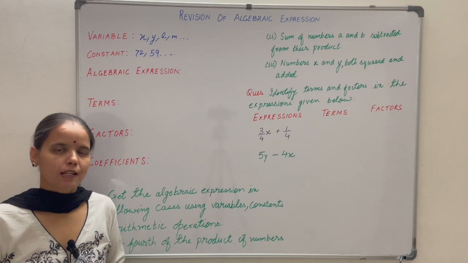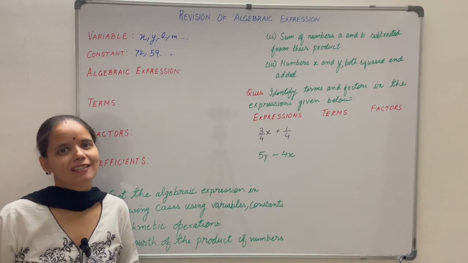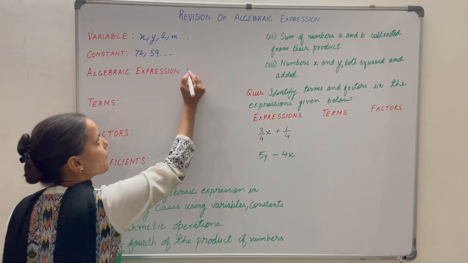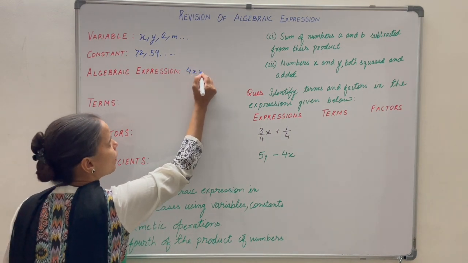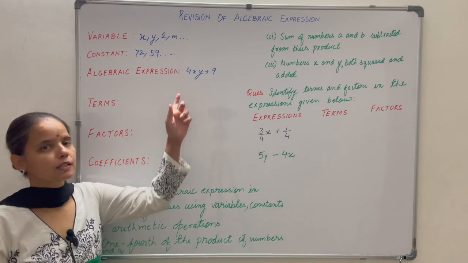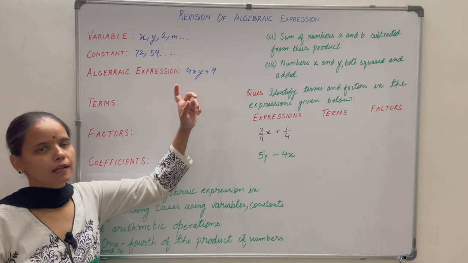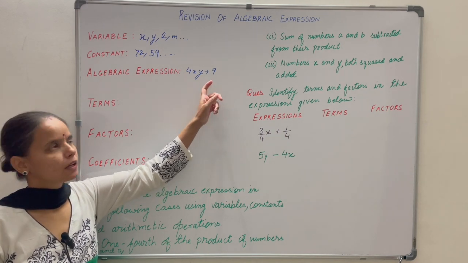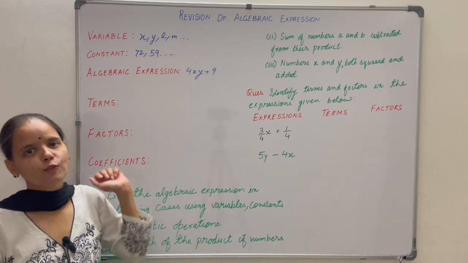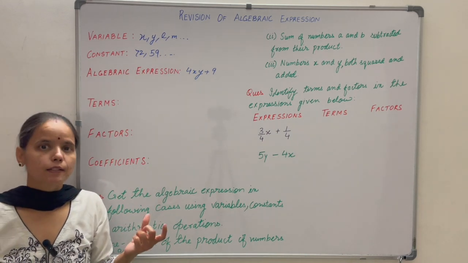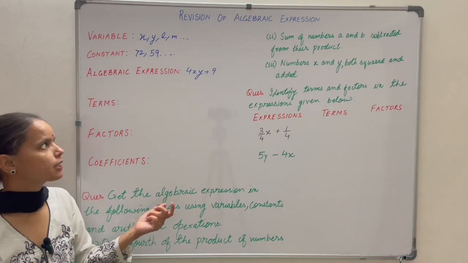Algebraic expressions. It is formed with the help of constants, variables, and arithmetic operators. For example, 4xy plus 9. So here the variables used are x and y, and arithmetic operators used here are multiplication and addition, constants 9 and 4. Terms. Terms are added to form an algebraic expression.